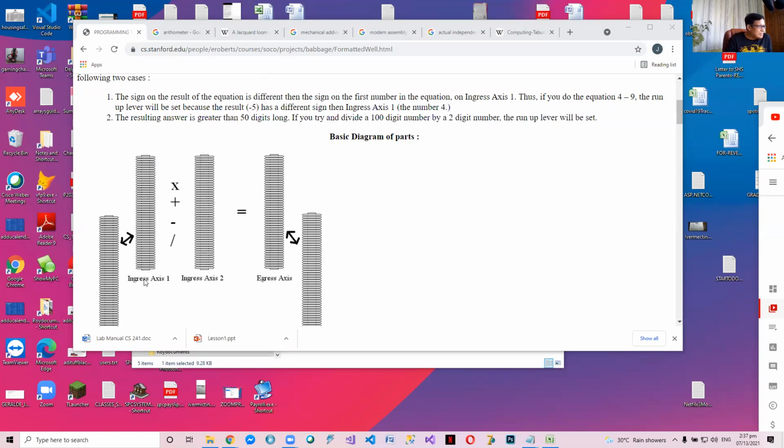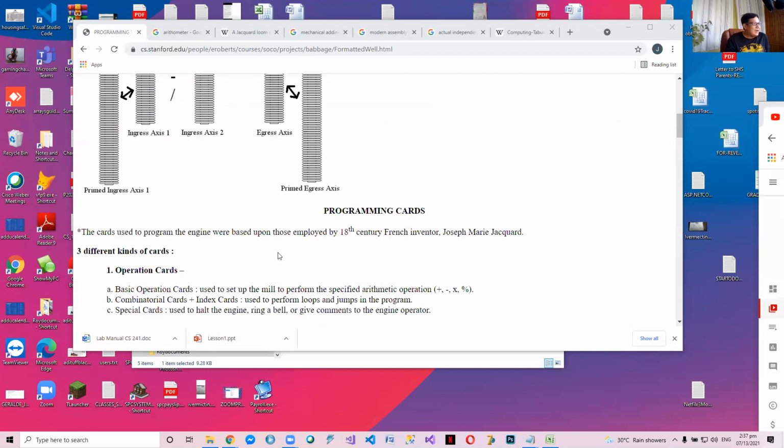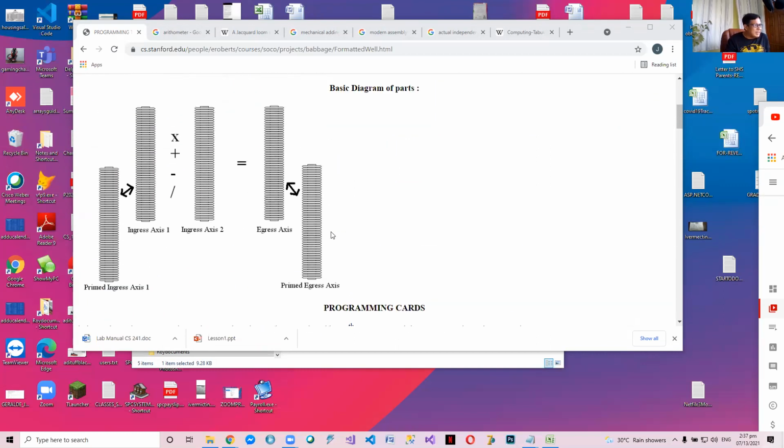So there's an ingress axis 1 and an ingress axis 2. These are used to store the input in a formula, like computing the area of a square or the area of a rectangle. Do you follow? So pwede niya i-store yung results sa egress axis. No? There's a run-up lever. A run-up lever can determine whether the egress axis is set.